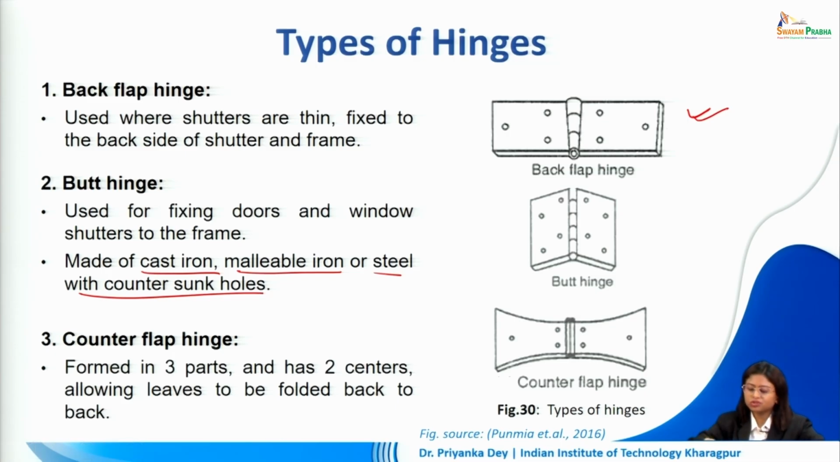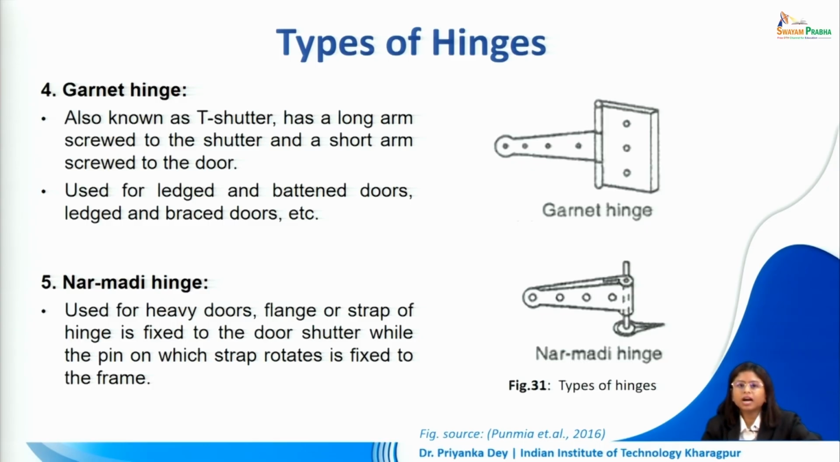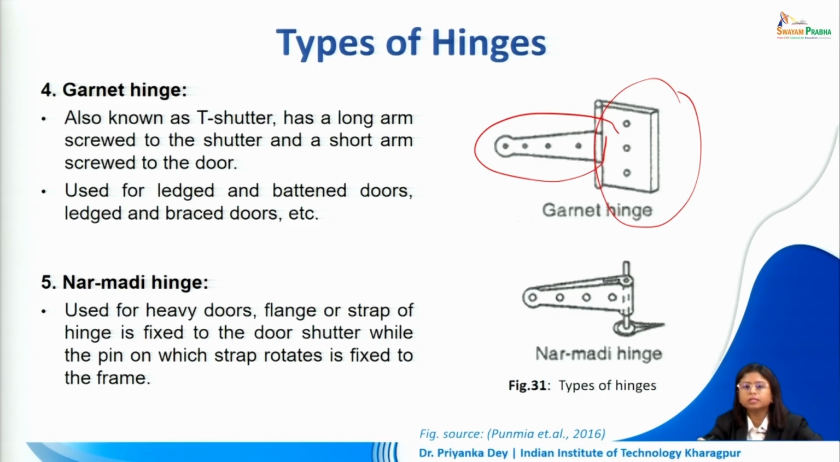The counter flap hinge looks like this, formed in 3 parts and has 2 centers allowing leaves to be folded back to back. The garnet hinge, also known as a T-shutter, has a long arm that is screwed to the shutter and a short arm which is screwed to the door. It is used for ledged and batten doors, ledged and braced doors, etc. The Narmadi hinge is used for heavy doors. The flange or strap of the hinge is fixed to the door shutter, while the pin on which the strap rotates is fixed to the frame. So this pin is fixed to the frame.